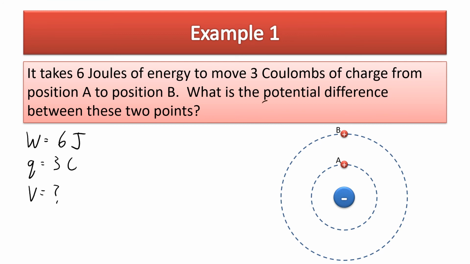So don't get confused. If it says what is the potential difference, or if it tells you the potential difference, that's your capital V, okay? And then you could use the equation V is equal to the work per unit charge. So this is equal to 6 joules divided by 3 coulombs, and you get 2 joules per coulomb or 2 volts, okay?